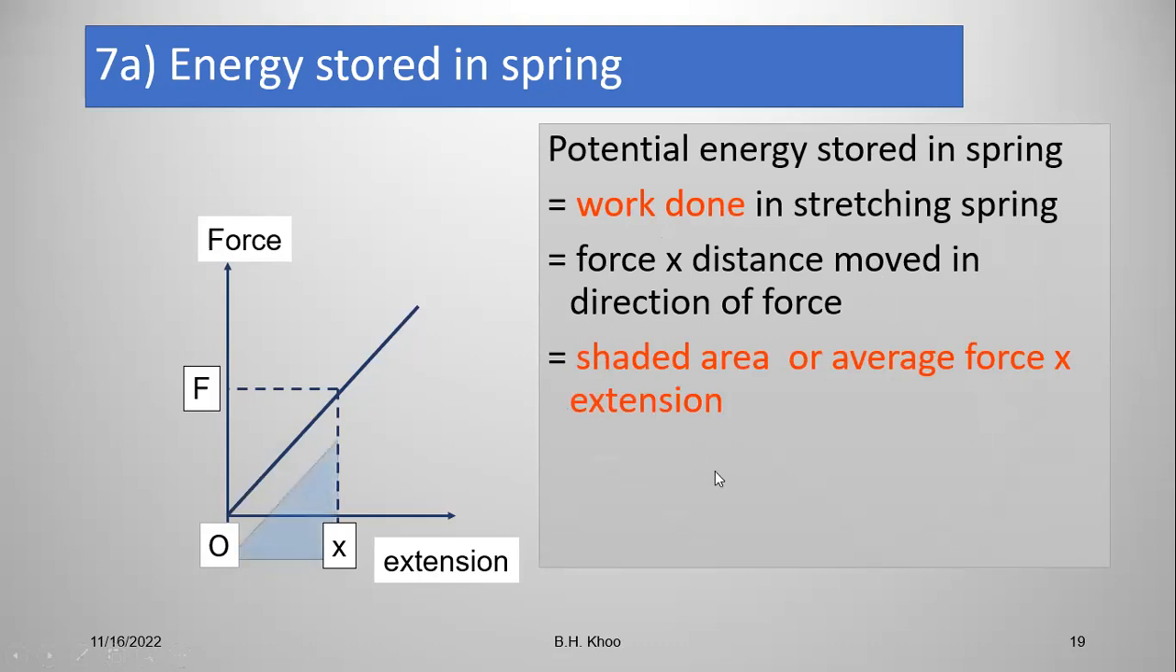So it's the shaded area. Or another way is to look at an average force. Average force is a constant force that acts over the same extension that gives the same energy or work done. Right? So it's W equals half Fx. Memorize. As F equals kx, replace the F here with this kx. We get half kx squared.